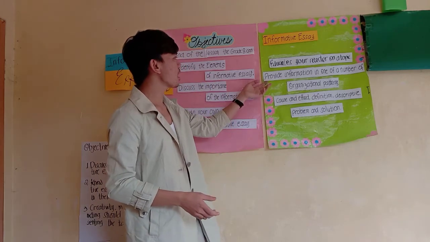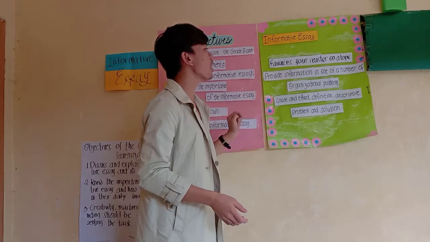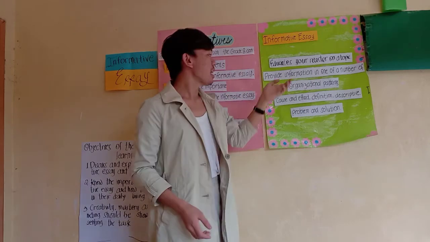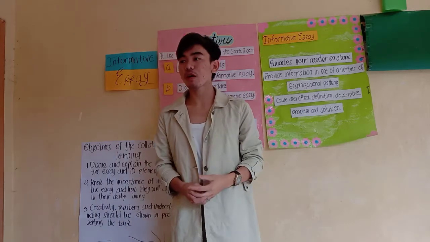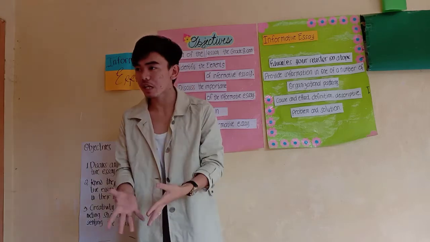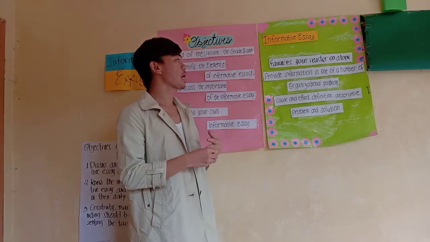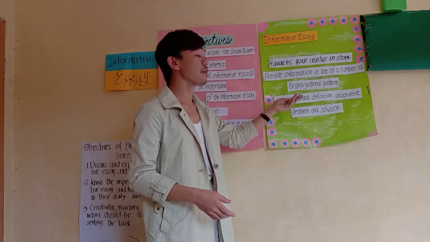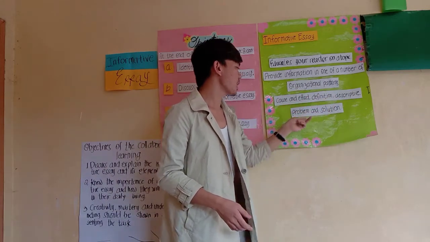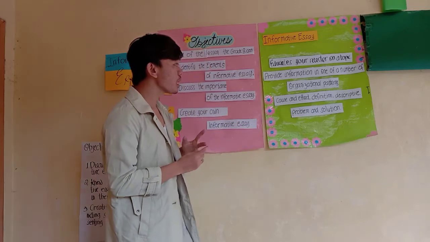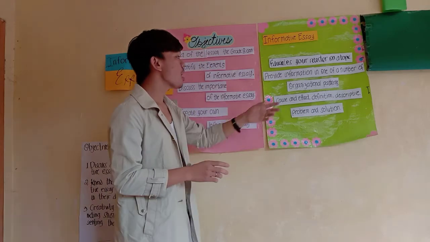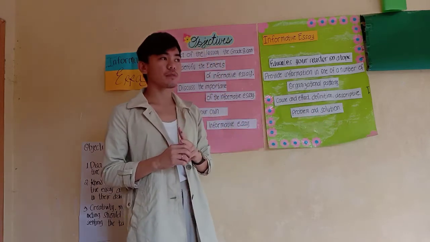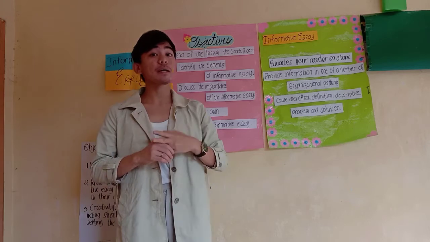Another definition is to provide information in one of a number of organizational patterns. From the word inform, you're going to inform the people around you, all the readers that want to read your topic. In these organizational patterns, we have cause and effect, definition, descriptive, and problem and solution. For example, your topic is about love.